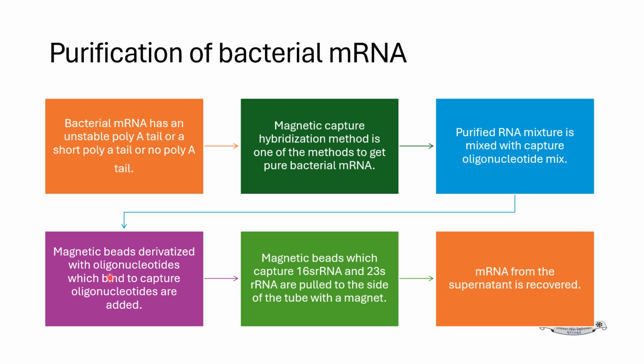The magnetic beads which are chemically modified or derivatized with oligonucleotides are next added to the tube. The magnetic beads have certain oligonucleotides which have affinity for the capture oligonucleotides. So when all these are mixed together, after some time what happens? The magnetic beads will capture 16S rRNA and 23S rRNA as per the kit, or different forms of rRNA or tRNA, because they have the target molecule, that is 16S rRNA, 23S rRNA or other types of RNA, but not mRNA.